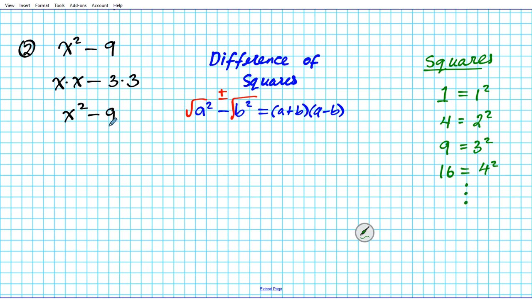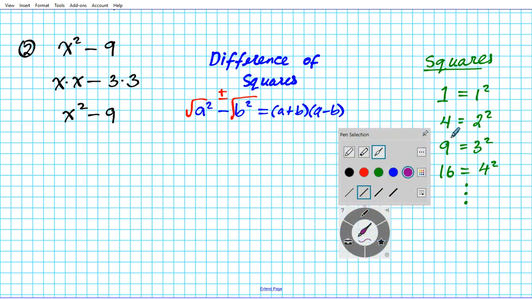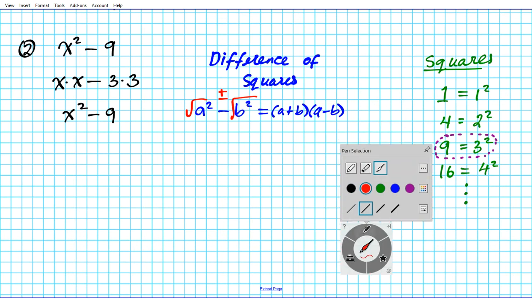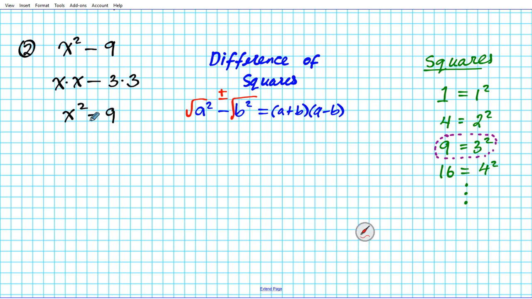Now, is 9 a square? It certainly is. If you look at our list right here, you notice that we have 9 as the square of 3. Okay? Alright, so we can apply the difference of squares formula here because we have two squares and a difference. Remember, difference is the subtraction operation. So what we do is we take the square root of the first term and the last term and express that as a sum and a difference.